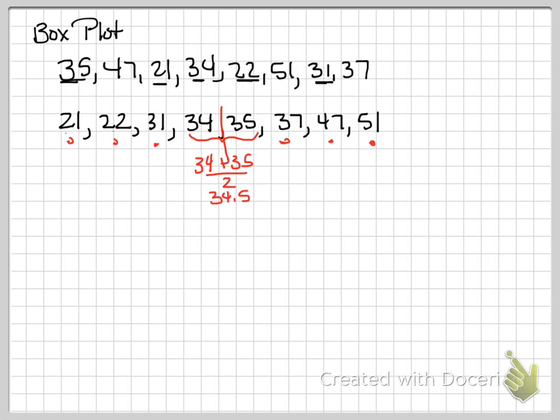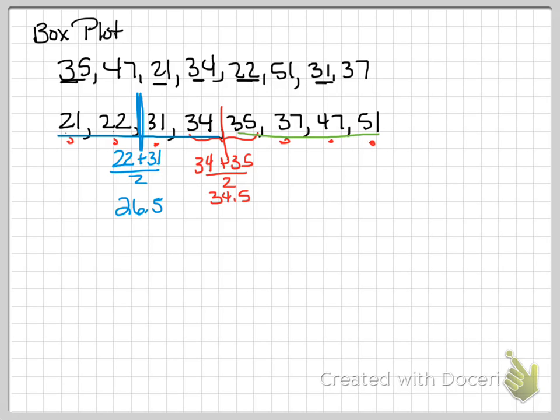Now, what I've done with that median is I have 4 numbers on the left side, and 4 numbers on the right side. I'm going to split those numbers in half. So on the left side, I'm going to split these 2 and find the median. I'm going to find 22 plus 31 divided by 2. Well, that's 53 divided by 2, and that's 26.5.